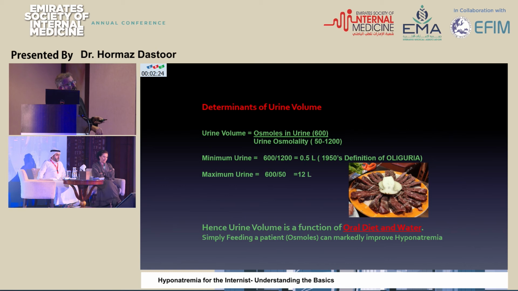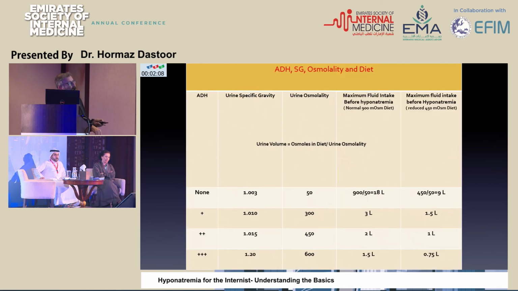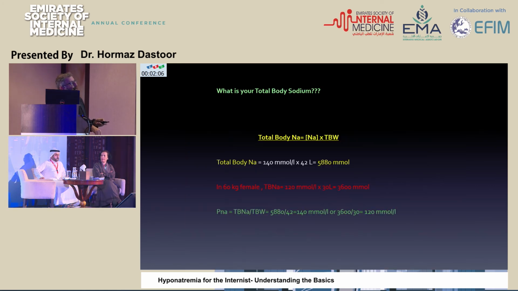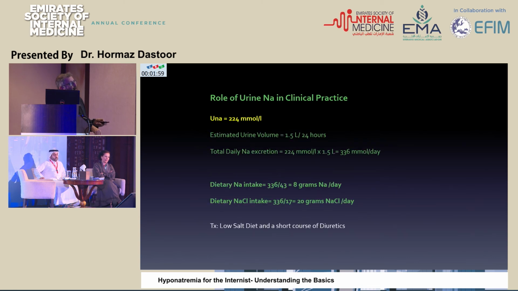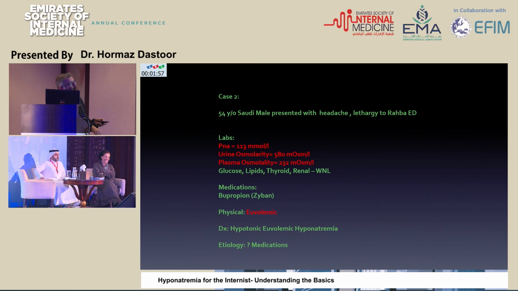And that's basically where the definition of oliguria came, right? Oliguria is defined as less than 500 milliliters per day, because even if you don't drink any fluids, the osmotic load will force you to excrete some urine. Let me just go through this because, as I said, it's impossible in 20 minutes. So let's try and review this case of hyponatremia.